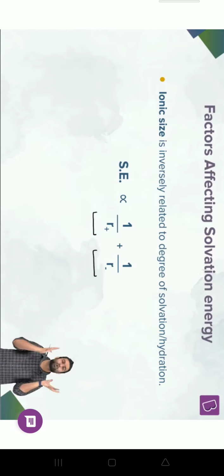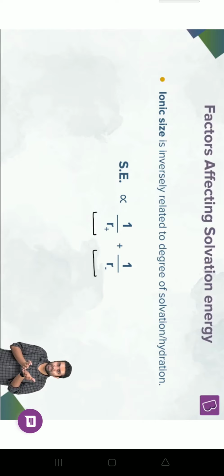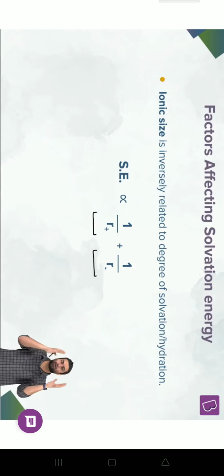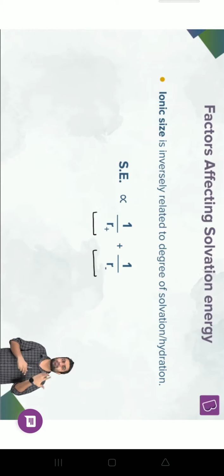Similarly, for the anion as well, we have this. If we had a smaller anion, more H2O or more solvent molecules could accumulate around it. If the size was larger, less could accumulate around it. And so in both cases, if we have a smaller radius, more energy is released. If we have a larger radius, less energy is released. And this is what we have.